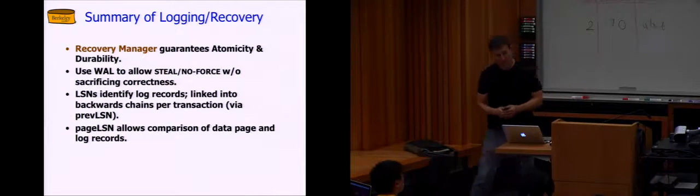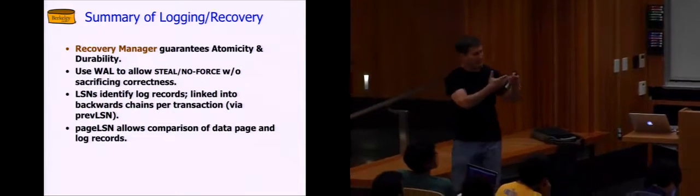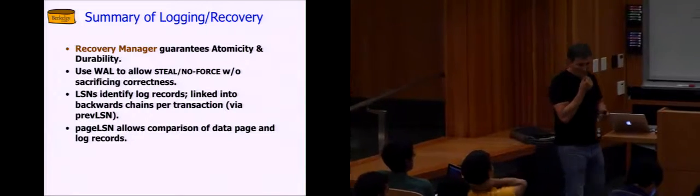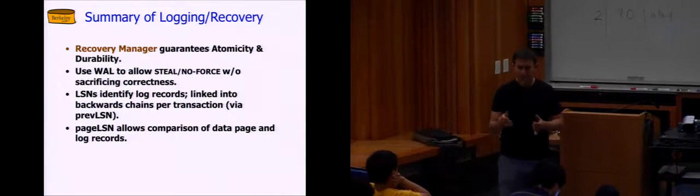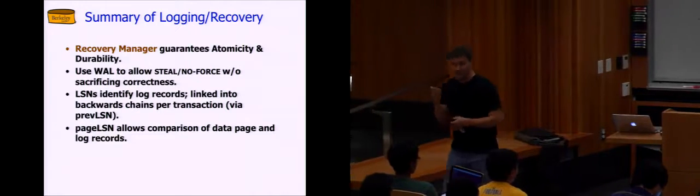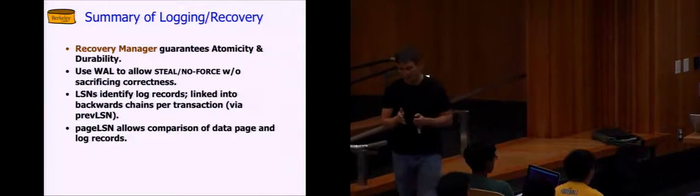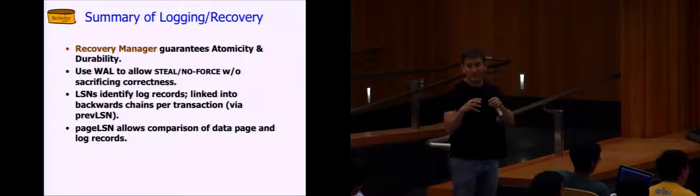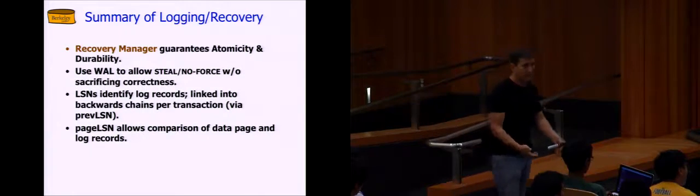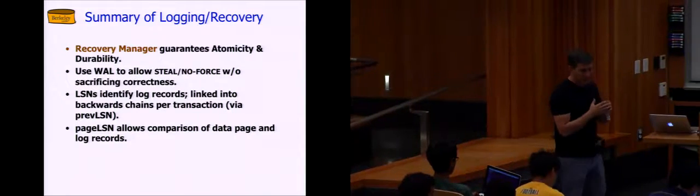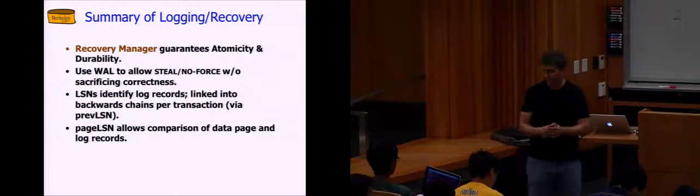All right, to summarize, the recovery manager is this software component that implements all this stuff. It guarantees atomicity by ensuring that if a transaction does not commit, all of its effects are undone. It ensures durability by saying that if a transaction said it would commit, all of the updates that transaction made are reflected in the buffer pool and eventually the database. So it ensures that things that shouldn't commit don't, and things that should commit are durable.